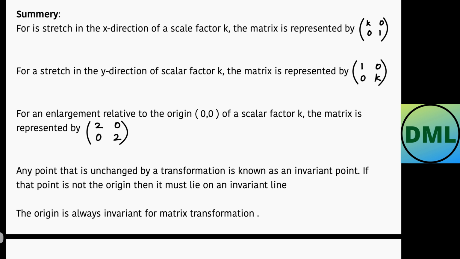Any point that is unchanged by the transformation, whether it is x or whether it is y, which is not changed at all, is known as an invariant point. If that point is not the origin, then it must lie on an invariant line. The origin is always invariant for matrix transformation. For matrix transformation, origin will always remain invariant in our case.